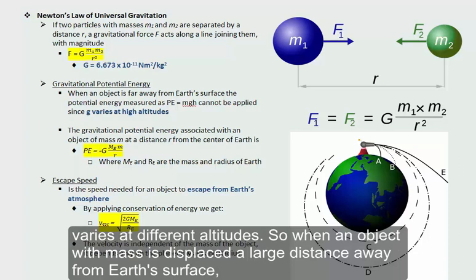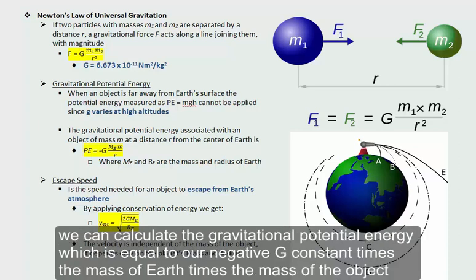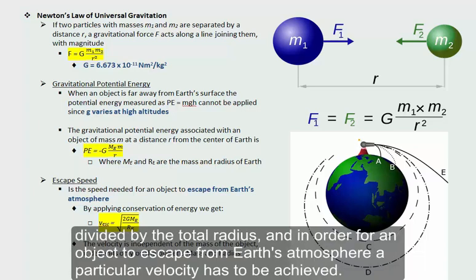So when an object with mass is displaced a large distance away from Earth's surface, we can calculate the gravitational potential energy, which is equal to our negative G constant times the mass of Earth times the mass of the object divided by the total radius.